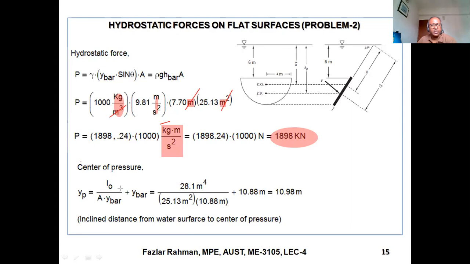Center of pressure using the formula. So we are getting 10.98. So again, you see your Y bar is 10.88, but the pressure center, below the Y bar, is 10.98.